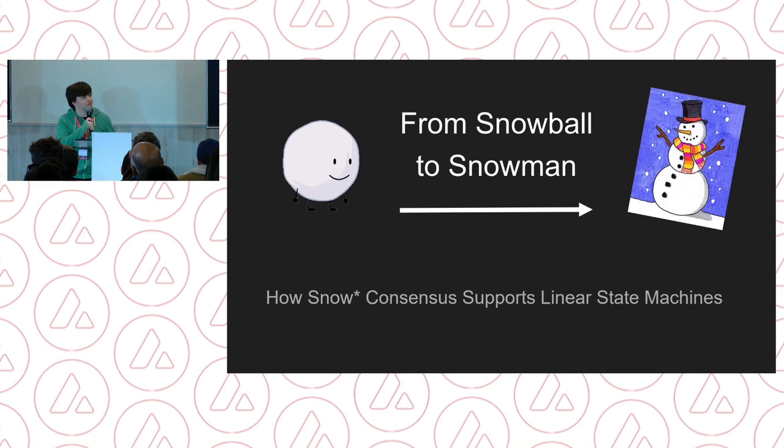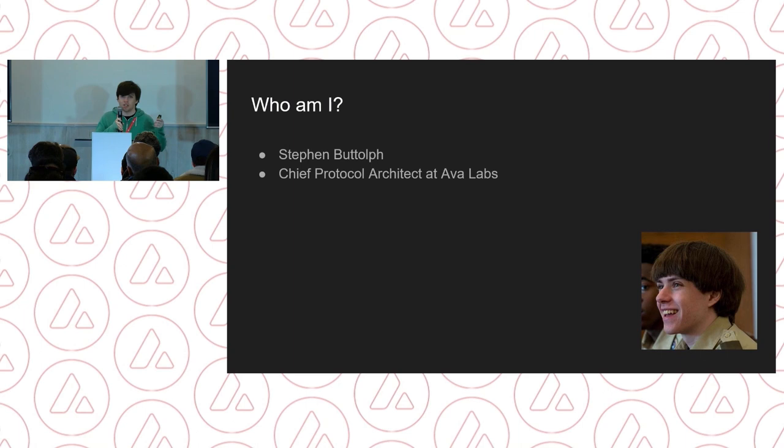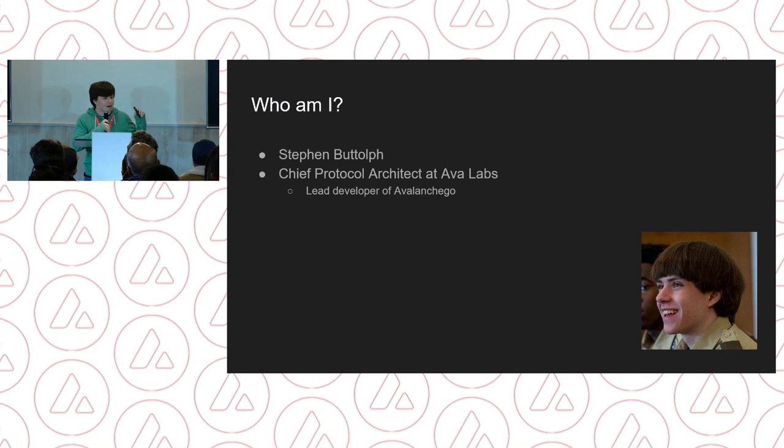A little bit of background about who I am, because I bet a lot of you have no idea. So my name is Stephen Buttolph. Glad I remembered it. There's my picture down there. I'm employed as the chief protocol architect at Ava Labs. So basically I work on developing new protocols, implementing them in the real world. My kind of actual job is the lead developer of Avalanche Go. So anything kind of consensus-based, networking, P2P, crypto, I have my fingers in a lot of places.